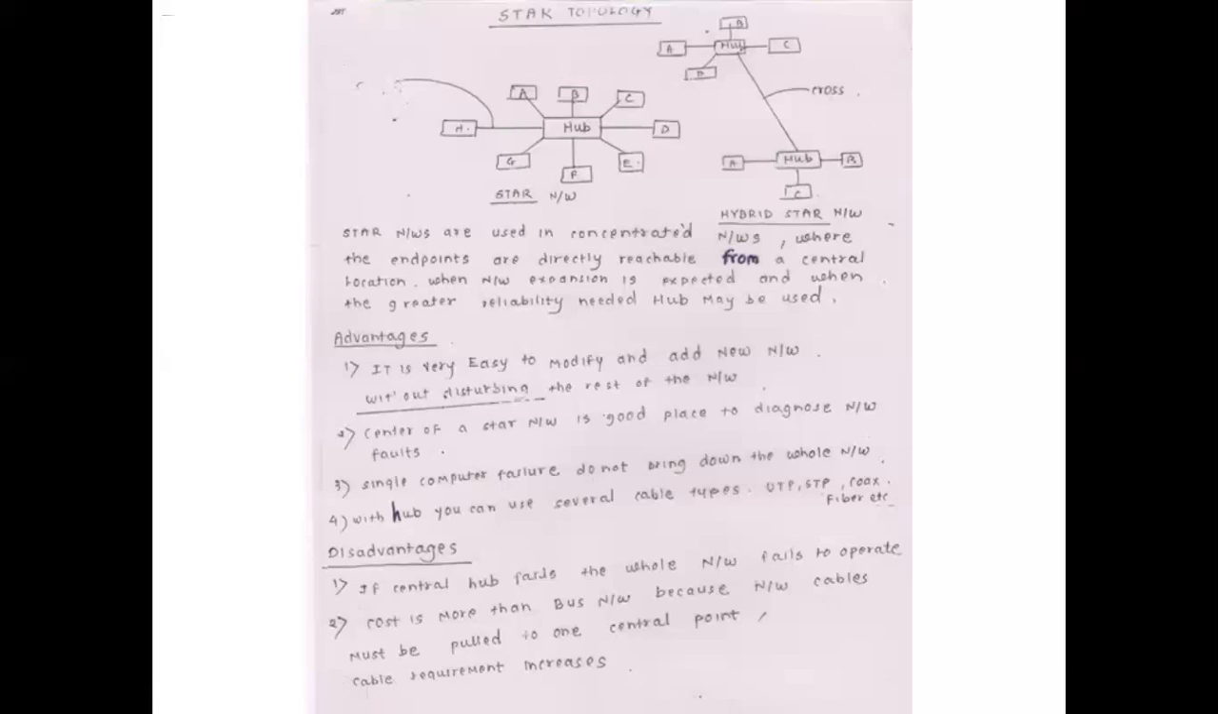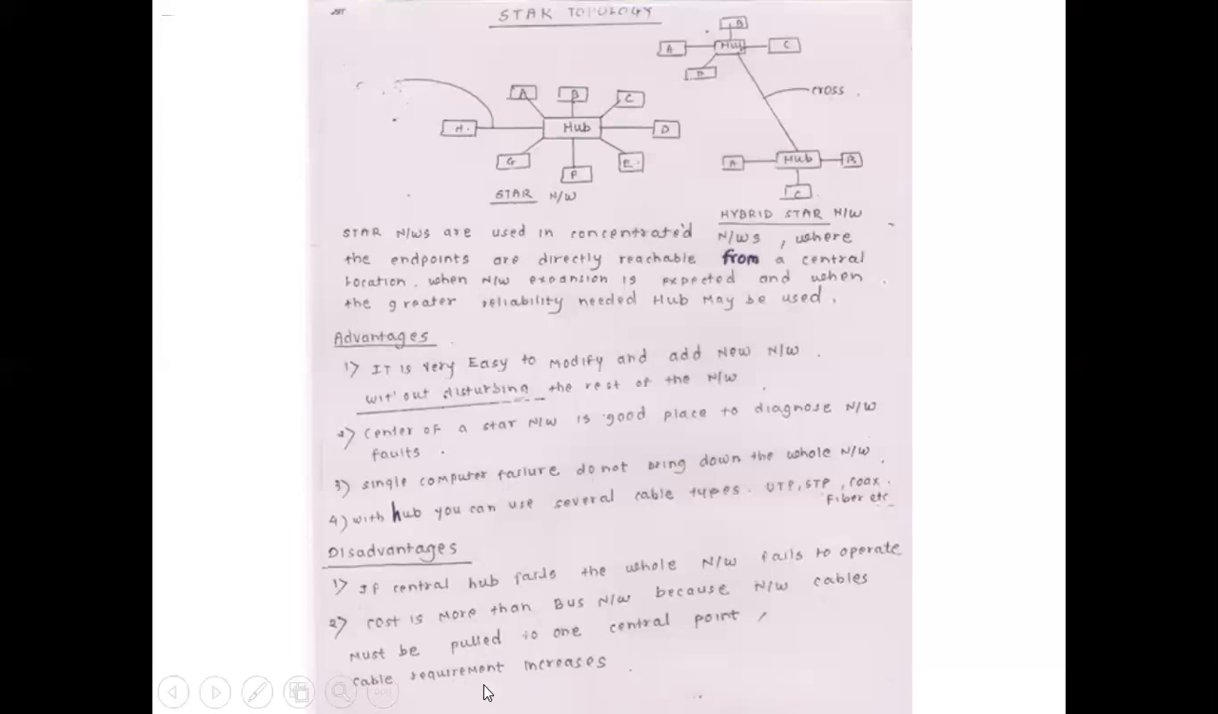Now a few disadvantages are there. In the very first slide I told you that every topology has its own advantages and disadvantages. So let us see what the disadvantages are. If the central hub fails, the whole network fails to operate. As we have seen in the advantages, the center of the star network is a good place to diagnose network faults. But the disadvantage is also there: if this hub or layer 2 switch itself fails, then all these 24 machines connected to it cannot communicate with each other. This is the first disadvantage.